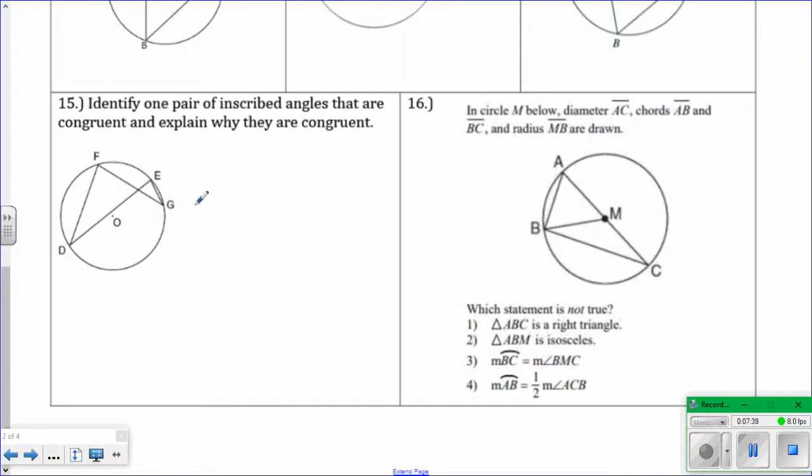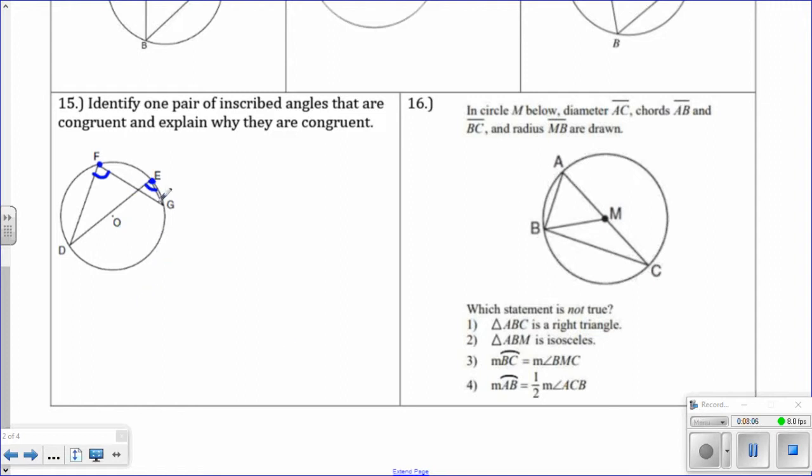And we're going to do one more problem all the way in the back, number 15. We have to identify one pair of inscribed angles that are congruent and explain why they are congruent. There's two different answers here. I'm just going to pick one of them. If you look, angle F is an inscribed angle, right? And it would be half of the intercepted arc. It would be half of DG. Same thing with angle E. Angle E is an inscribed angle, and this angle also would be half of that same arc, DG.